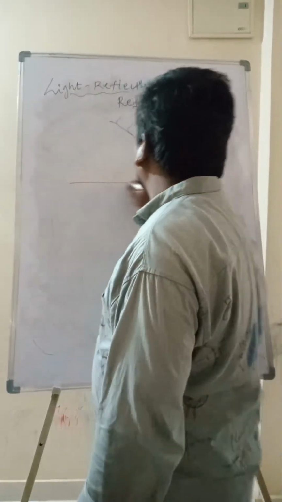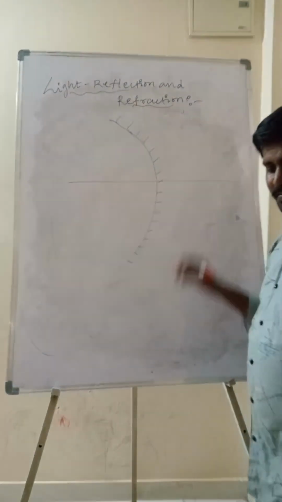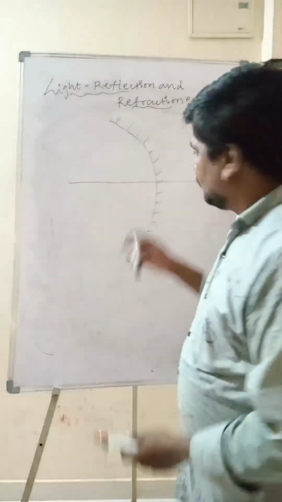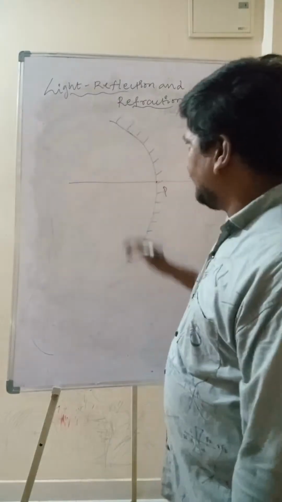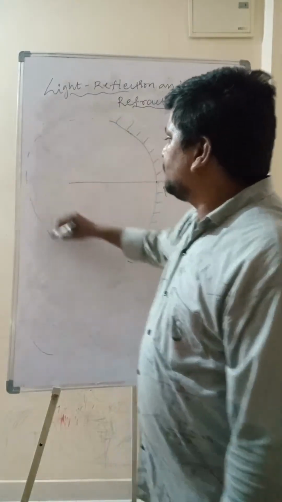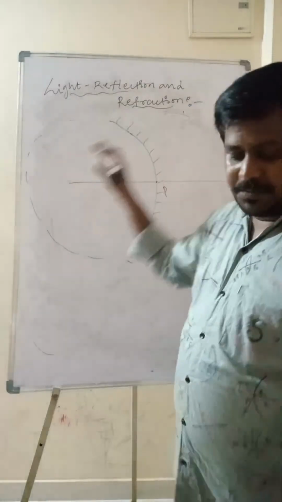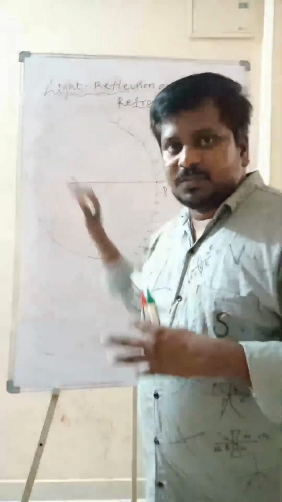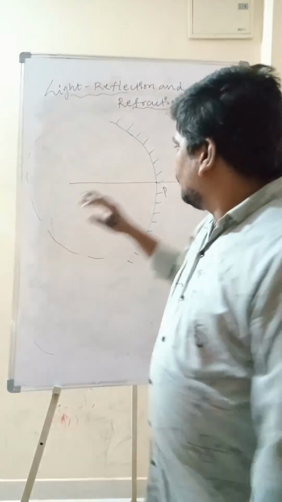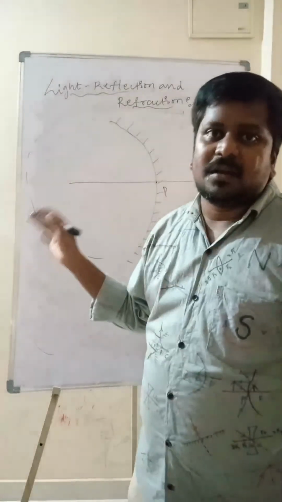So I am taking the principal axis. This is a point, the midpoint of the mirror. Actually, it is a part of the sphere. We are taking a small portion, that is called curvature. The midpoint of the mirror is called the pole.